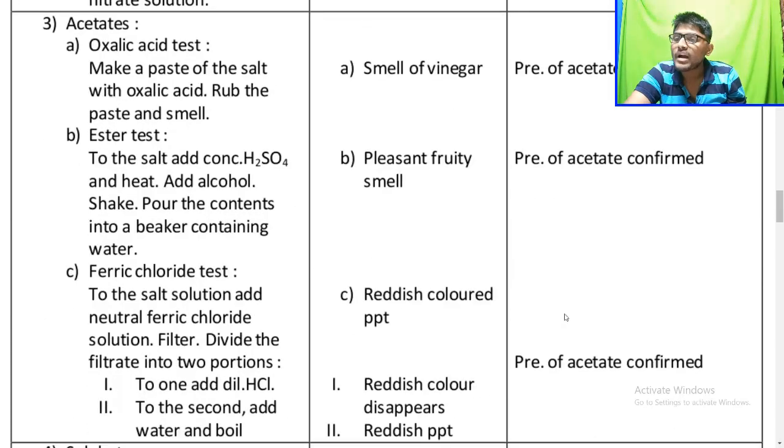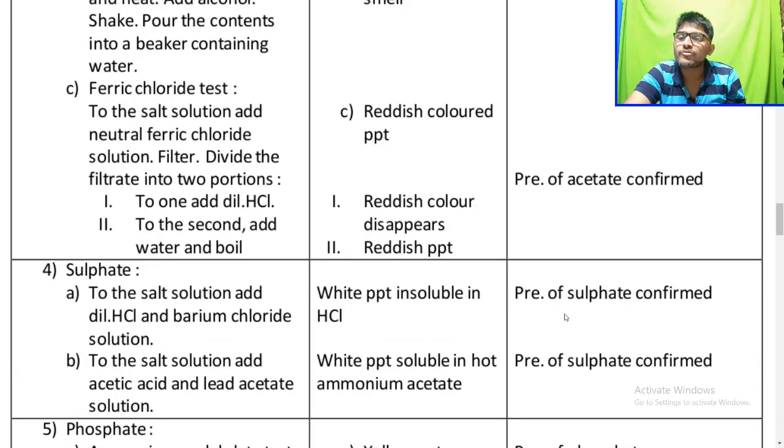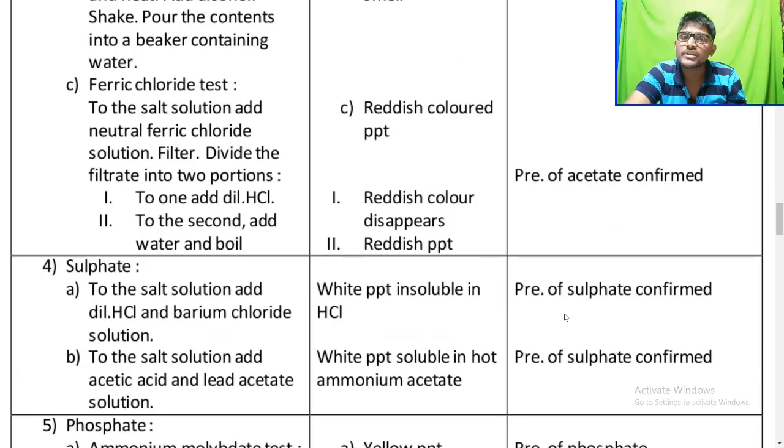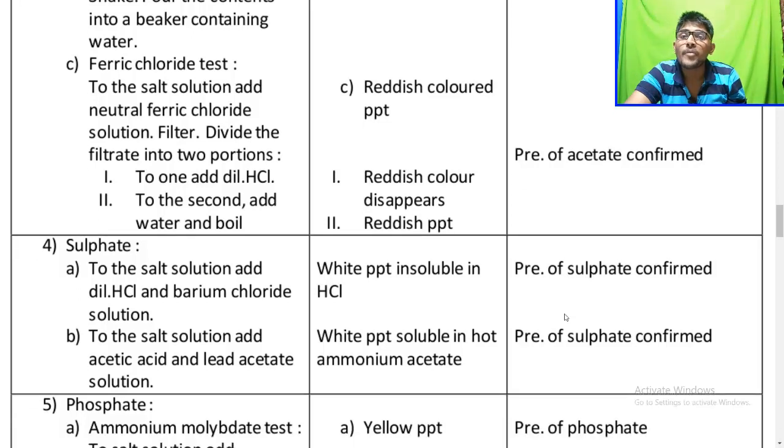And then the acetate test has a ferric chloride test, which I used in my examination because that year acetate came. So you can also do the ferric chloride test. The ferric chloride test is easy to perform, and a reddish colored PPT will come, and hence the presence of acetate is confirmed. So please refer to the class notes and check which are written in your examination.